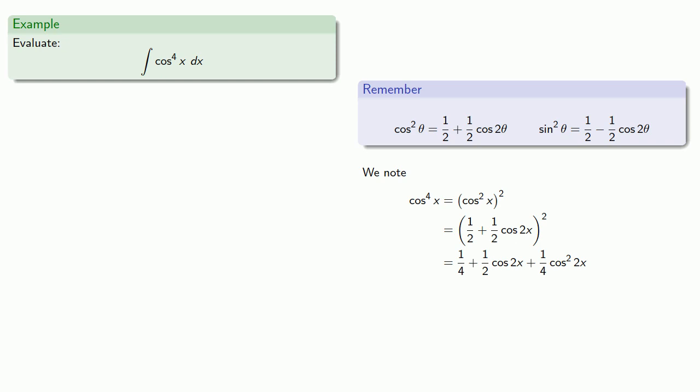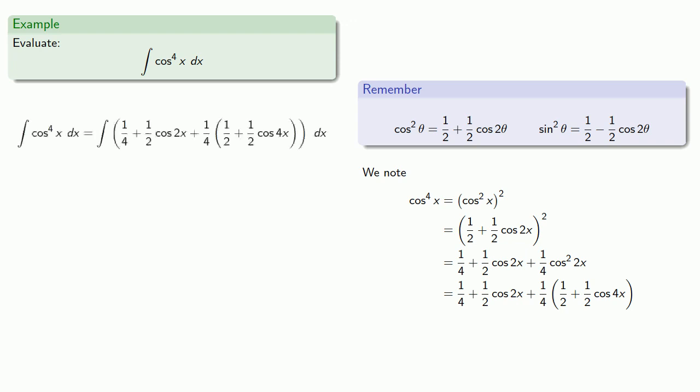Now, notice that this gives us a cosine squared again, and so again we can use our half-angle formula a second time to reduce that. And since there are no powers of sine or cosine, we can integrate this directly.